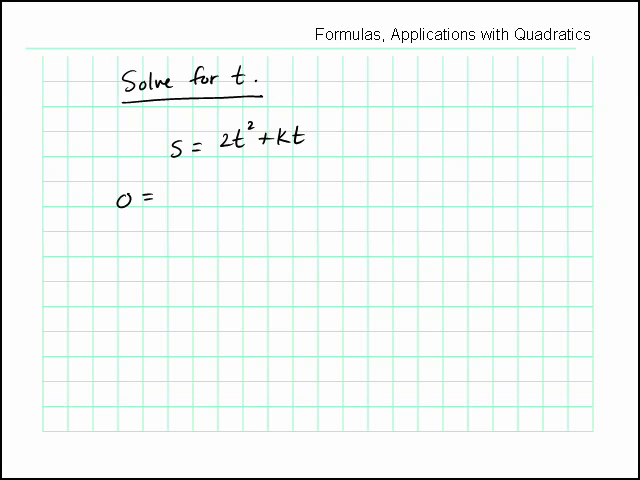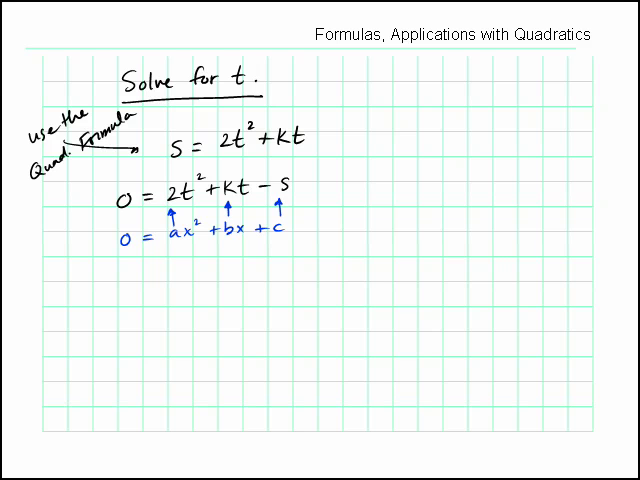To use the quadratic formula, I have to have it set equal to 0, so I'm going to move the s to the other side, like this. Now, see, this is a quadratic equation in t. It is similar to, in standard form, 0 equals ax squared plus bx plus c. The a is 2, the b is k, and c is negative s. And instead of x's, we have t's.